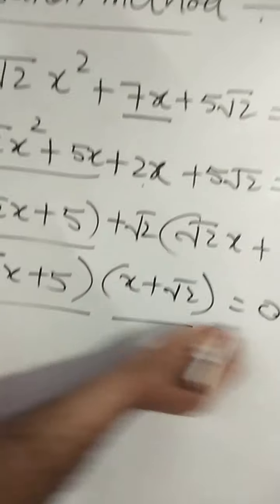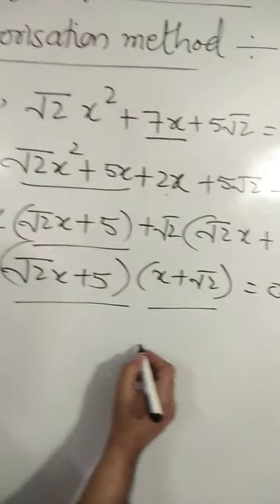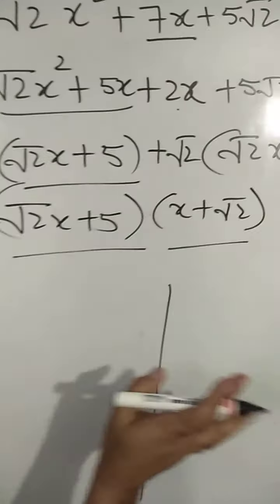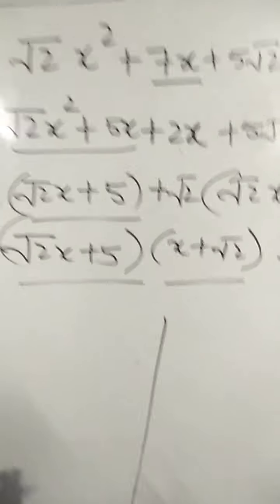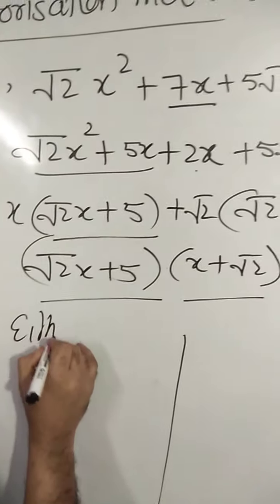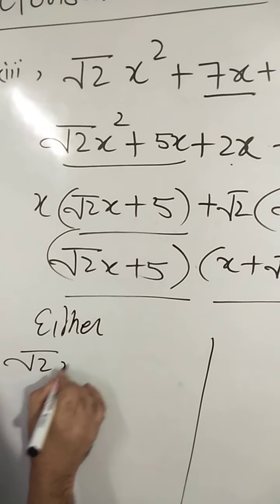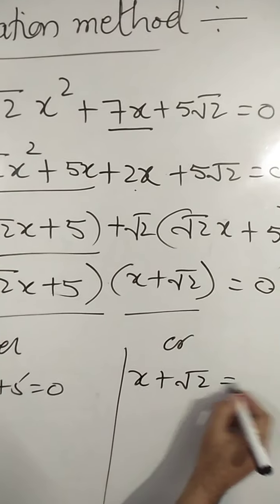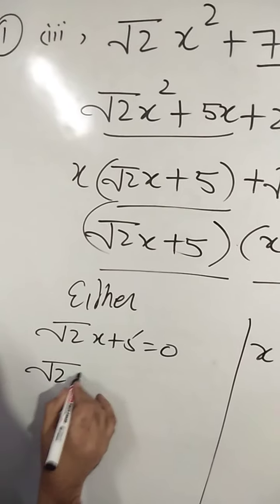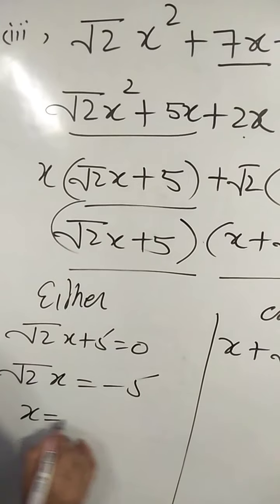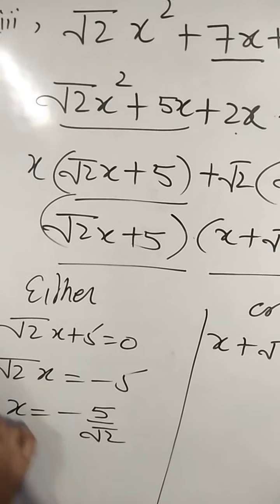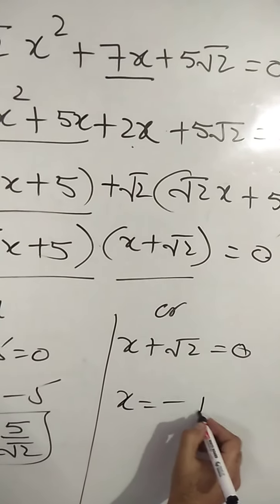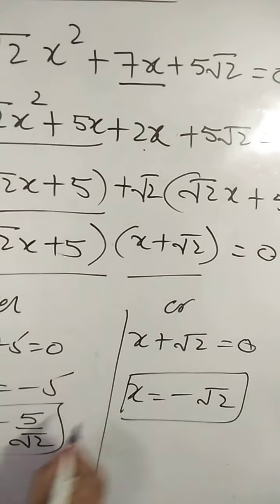The product of two terms is 0. What does that mean? It happens when one of the two factors is 0. When one of the two terms is 0, then their product is 0. So we'll say either the first factor is 0 or the second factor is 0. From here we'll get the value of x. In the first case the value of x is -5/√2, and from the second case the value of x is -√2.